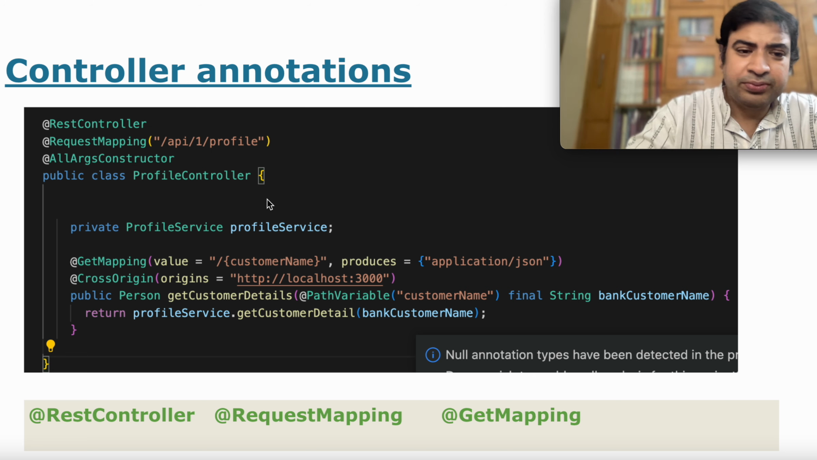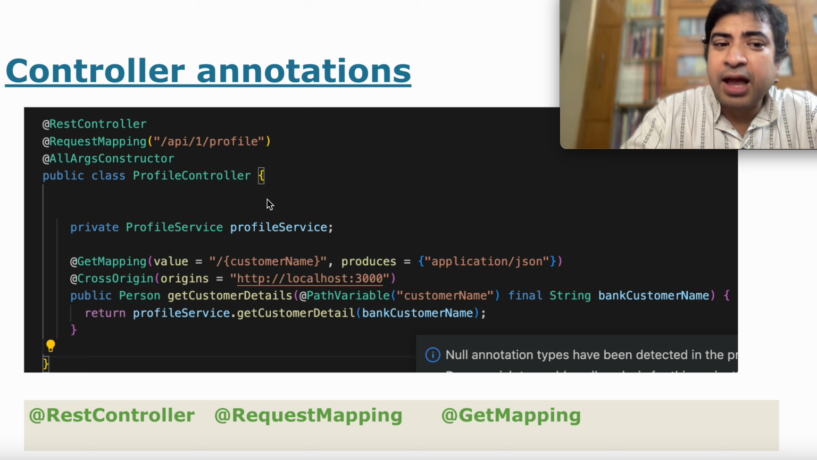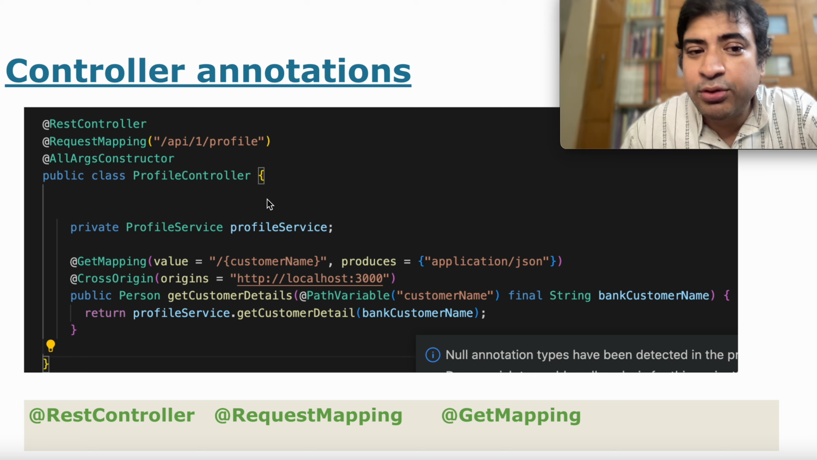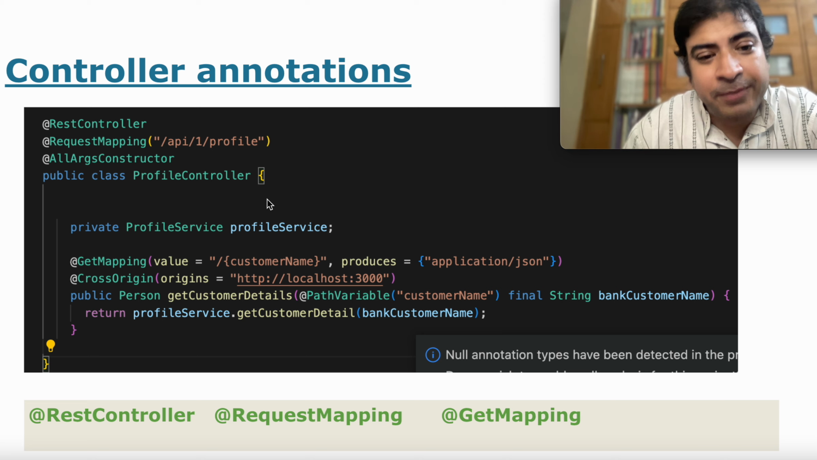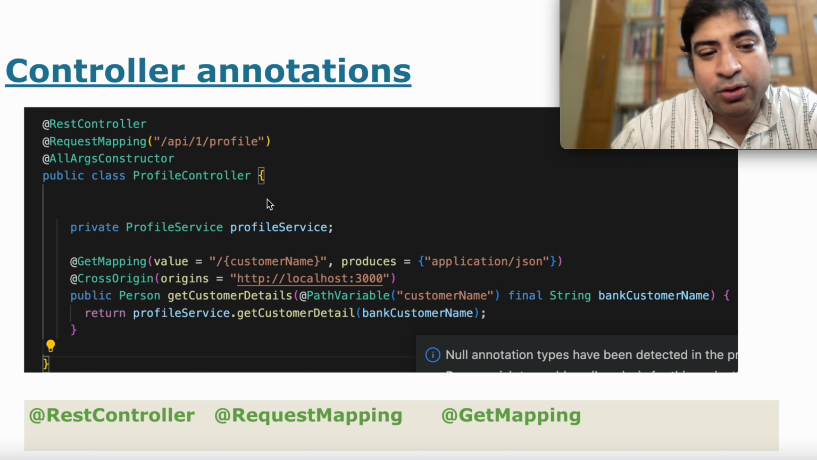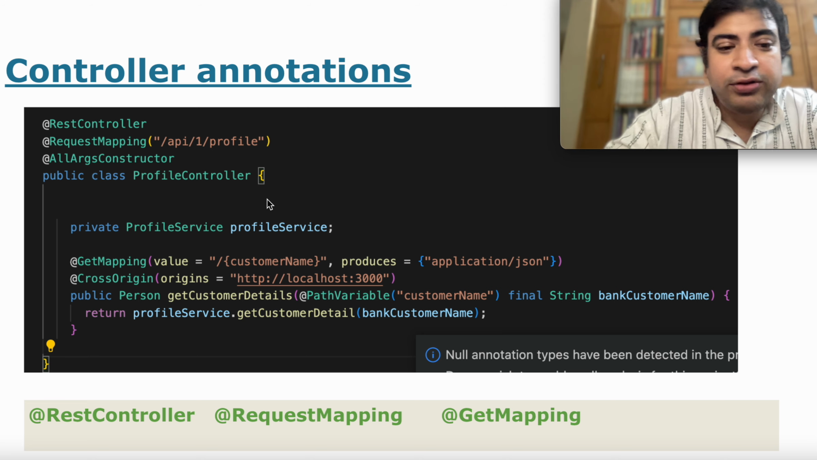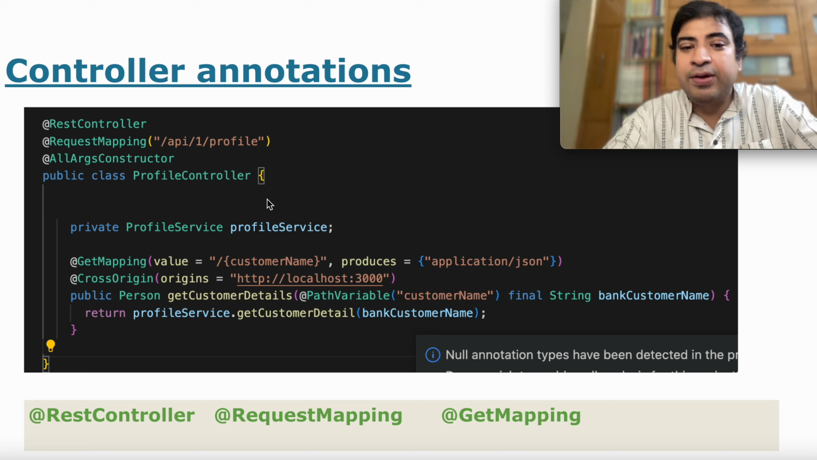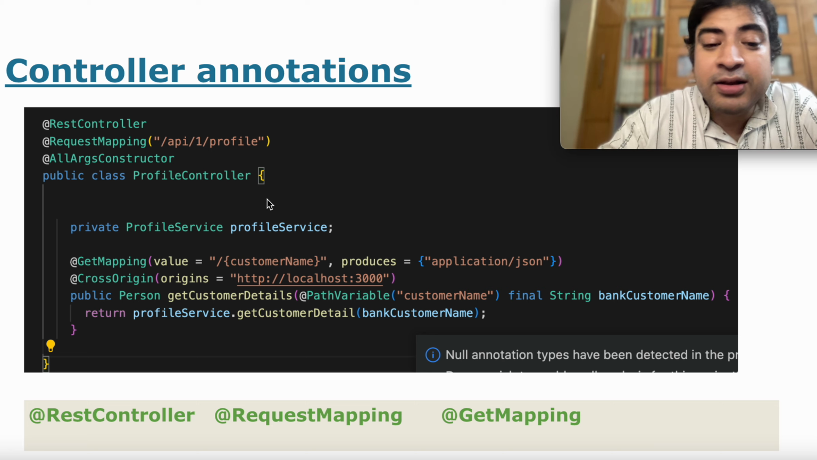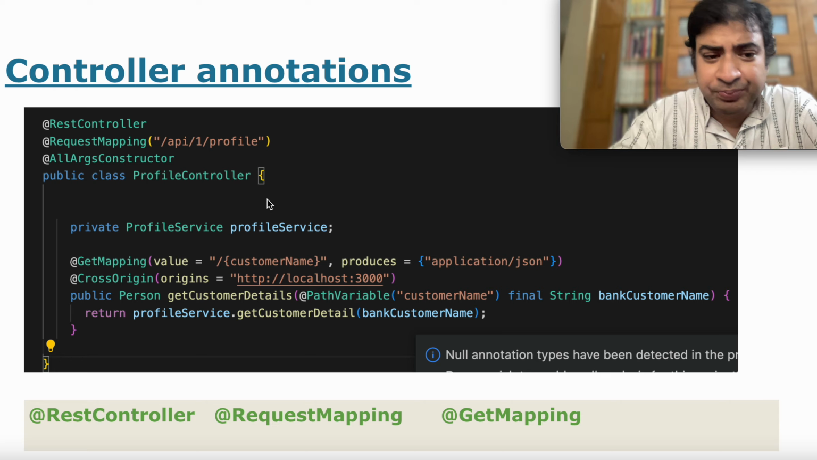Okay. There are a couple of other annotations like @AllArgsController and @CrossOrigin. @AllArgsController has got nothing to do with Spring Boot. That is something which is coming from Lombok, which is a tool which helps us to generate getters and setters in an automated way. And @CrossOrigin tells Spring Boot that this particular method can accept web requests coming from the server localhost 3000.